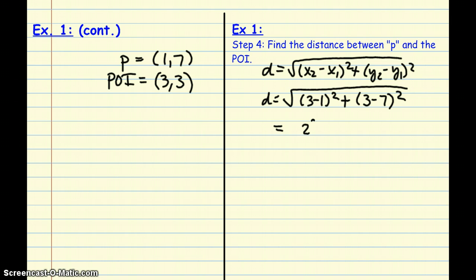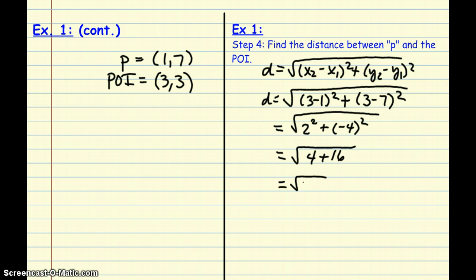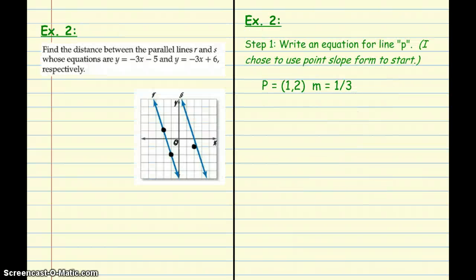3 minus 1 is 2. 3 minus 7 is negative 4. 2 squared is 4. Negative 4 squared is 16. So I get the square root of 20, which is approximately 4.47. And so what we have figured out is the distance between that point P and our line is 4.47 units away from each other. Now let's take a look at what happens if we have two parallel lines.